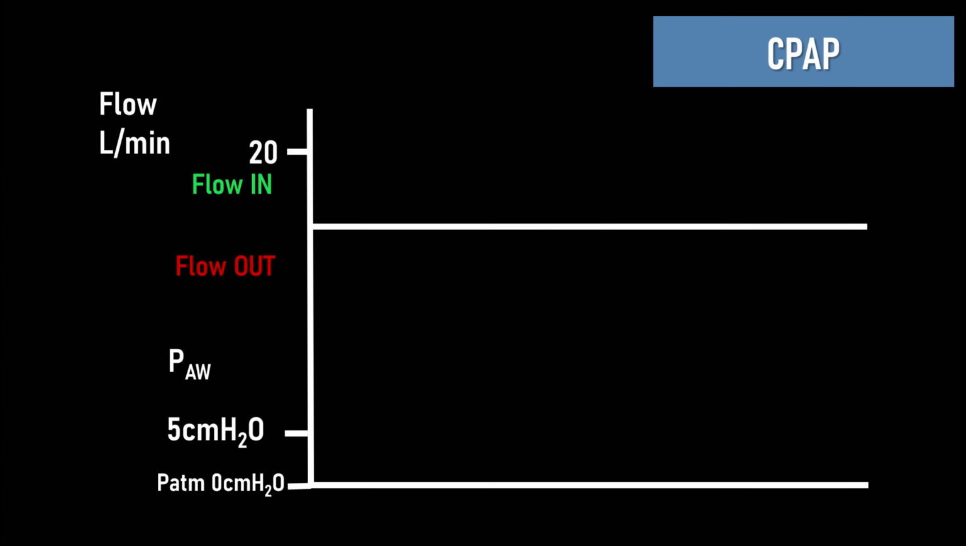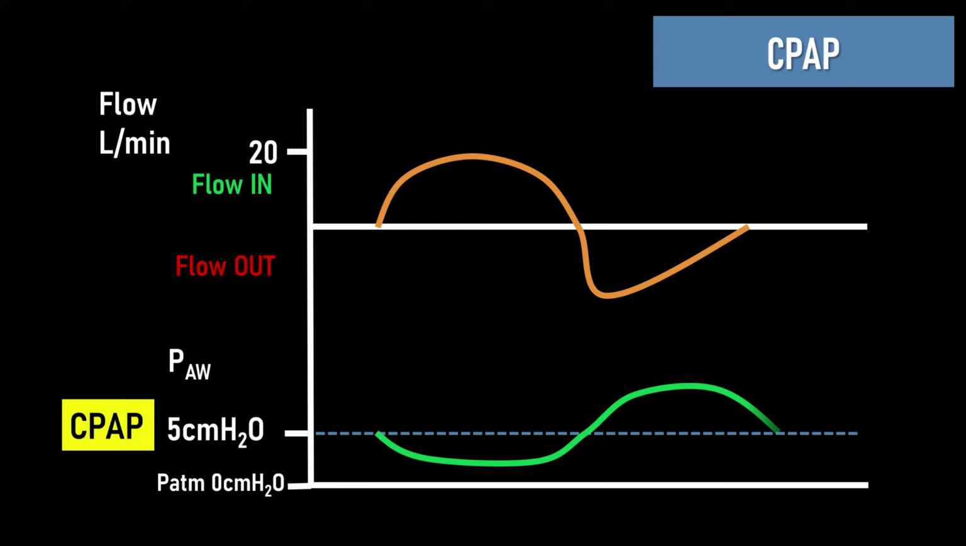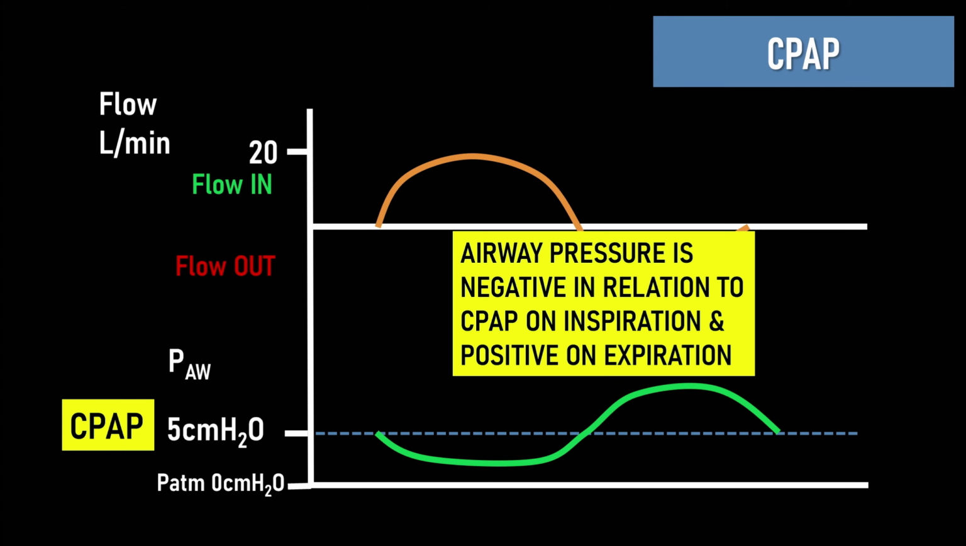If there is a reduction in functional residual capacity, we can apply a face mask and increase the pressure at the start of the airway. This is known as continuous positive airway pressure, or CPAP. In this case, I'm going to draw a line at 5 centimeters of water, and that will be the CPAP level. When the patient takes a breath, the waveforms are identical to what we've seen before. The only difference is that the airway pressure is raised, and the airway pressure remains negative in relation to CPAP on inspiration and positive on expiration.